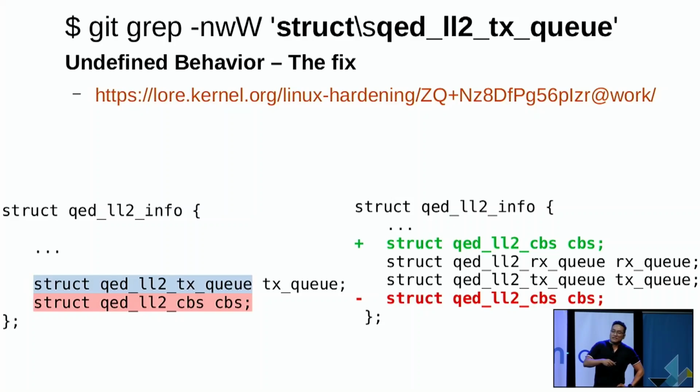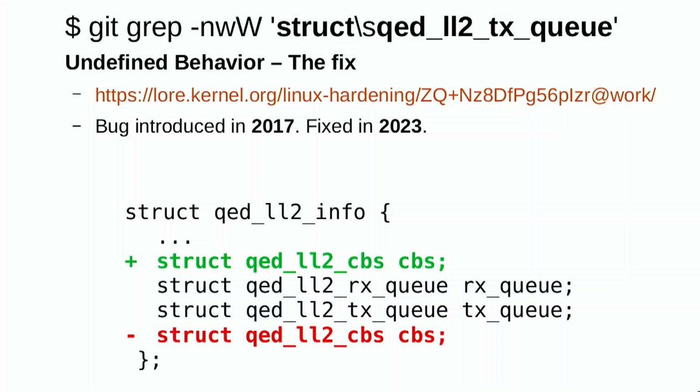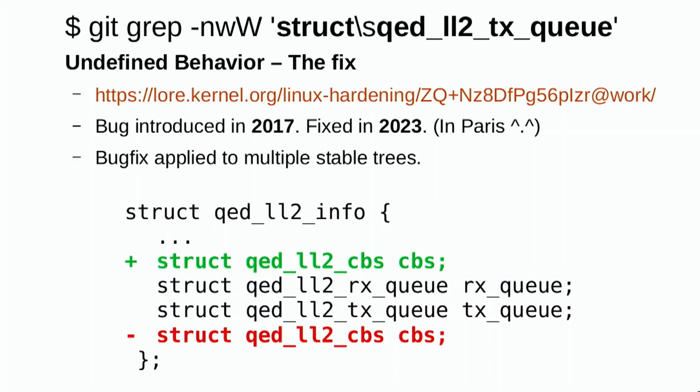Okay, so the solution in this case was that we just move, again, the declaration of that object from the middle to the bottom of the structure. And that would be the fix. So yeah, I found this bug last year, some months ago, actually. I guess it was in September. And yeah, in Paris, of course. And this bug fix was applied to multiple different stable trees.